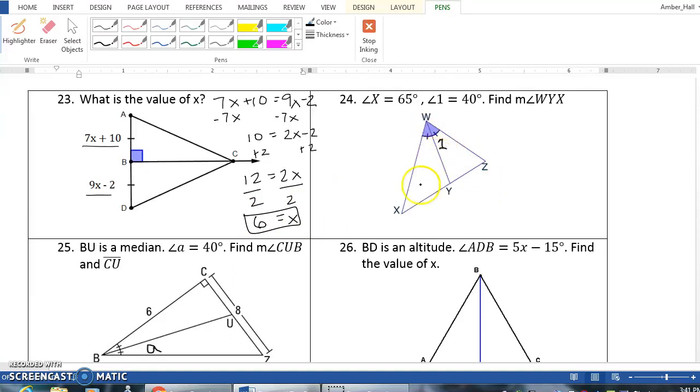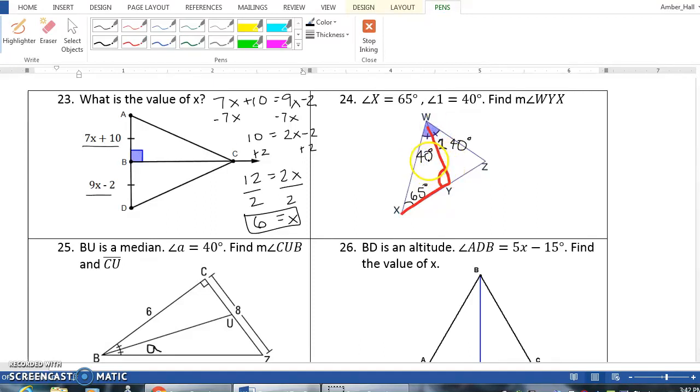24. Angle x is 65 degrees. Angle 1 is 40 degrees. We need to find the measurement of angle WYX, which is right here. It's always in the corner. So if angle 1 is 40 degrees, I also know that this angle right here, angle YWX, is 40 degrees because it says they're congruent.